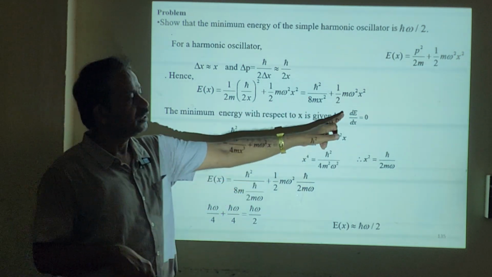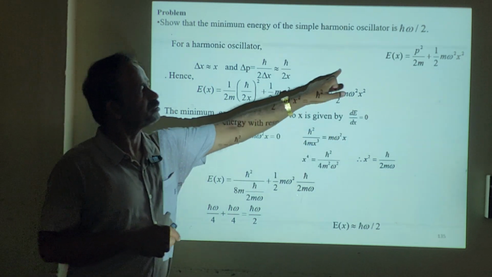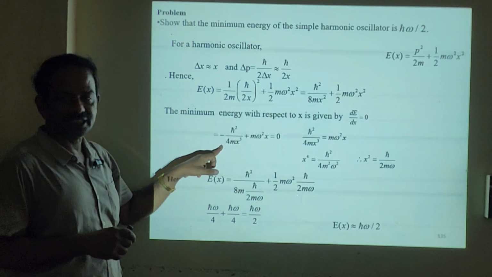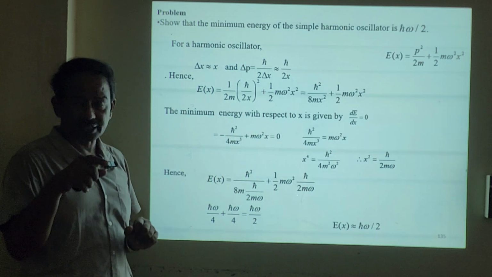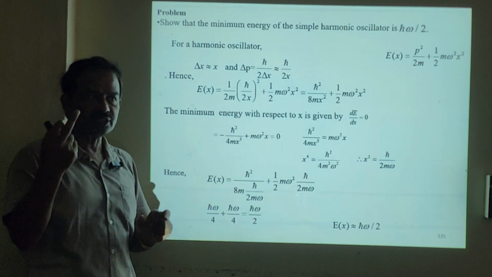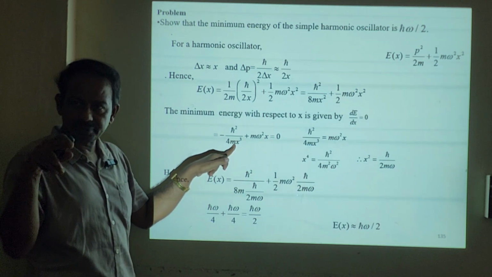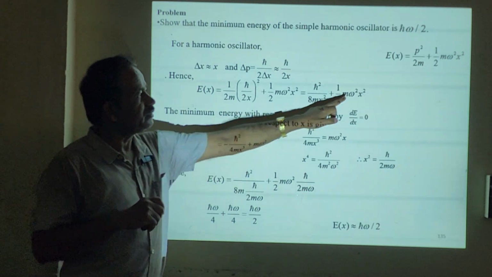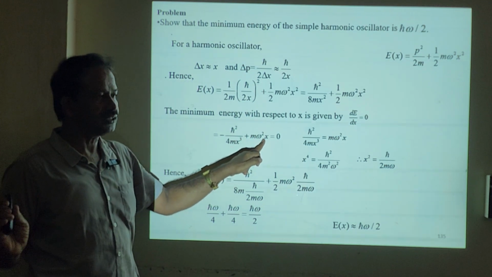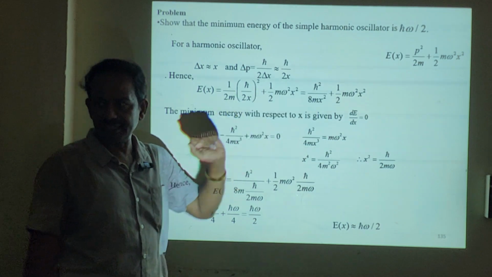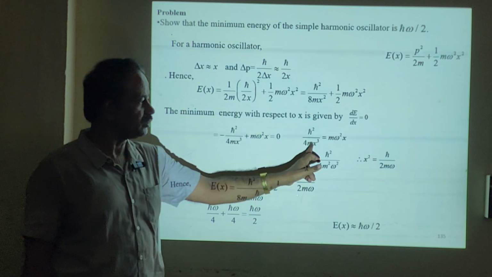To find the minimum energy, we differentiate with respect to x and set it equal to 0. Differentiating, we get minus h bar, where 1 by x squared, x to the power minus 2, becomes minus 2 x to the power minus 3, so x to the power 3 with a minus sign in the denominator. On the other side you have 2x, and that 2 gets cancelled, so you get m omega squared x. This must be equal to 0, the condition for the minimum. So this term goes to that side, the minus gets cancelled, and you get this expression.